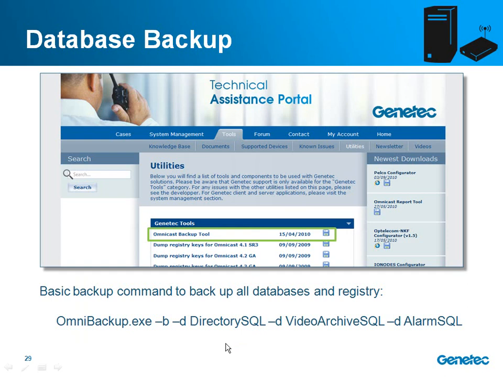For Omnicast, the database backup can be done using the Omni Backup executable. You can either run this from the command prompt manually or set this up as a scheduled Windows task to run on whatever frequency you wish. The Omni Backup tool can be found in the Genetec Technical Assistance portal by selecting Tools, clicking on Utilities, and expanding the Genetec Tools section. The zip file contains the release notes which go into detail on the different parameters you can use to run the backup. The very basic backup command, which will back up all the databases and the registry, is displayed here. If you need more assistance setting up the backup, please give the Genetec Technical Assistance Center a call.